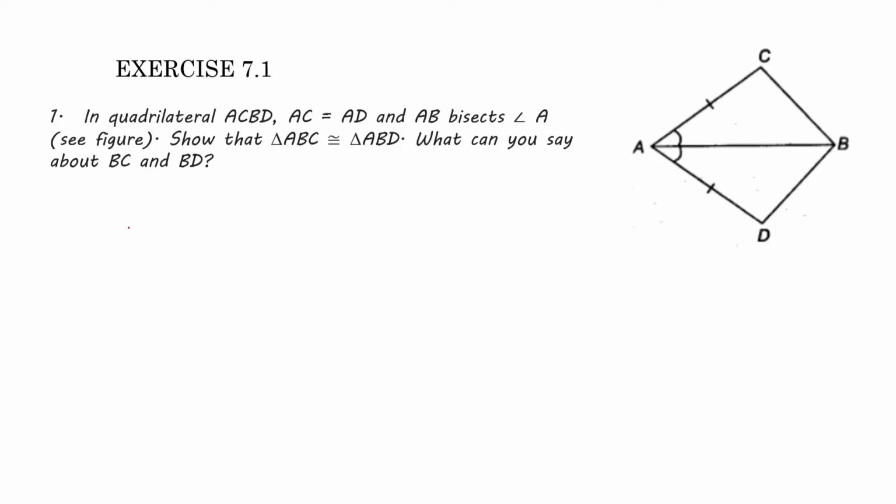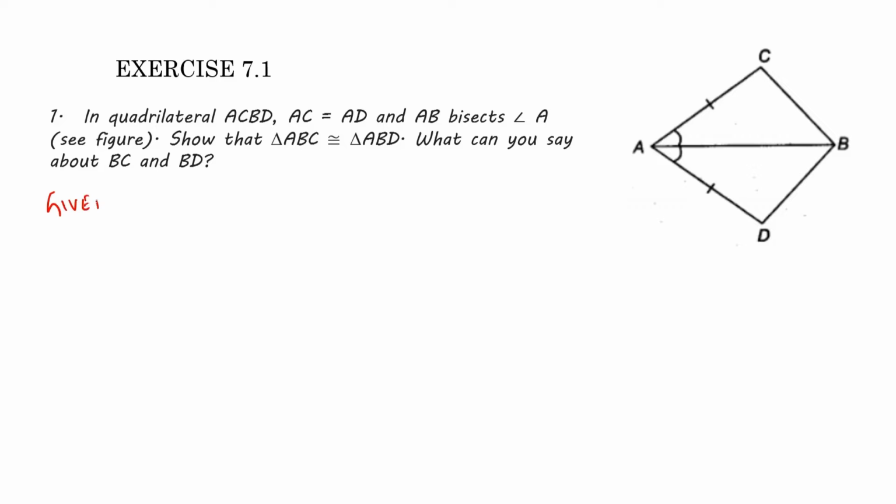Today we are looking at Class 9 Mathematics, Triangles, Exercise 7.1. Let's look at the first question. In quadrilateral ACBD, AC equals AD and AB bisects angle A. Show that triangle ABC is congruent to triangle ABD. What can you say about BC and BD?